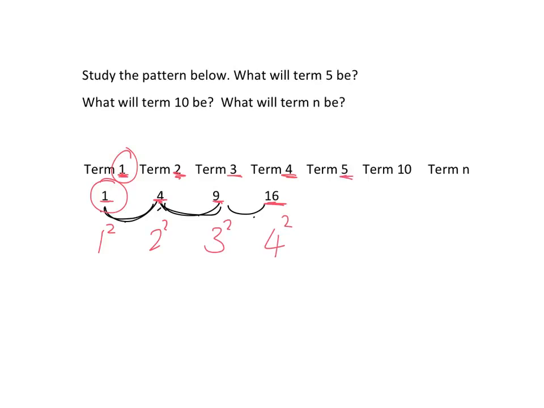What will term 5 be? It'll be 5 squared, which is 25. What will term 10 be? It'll be 10 squared, which is 100. So what will term n be? It'll just be n squared.